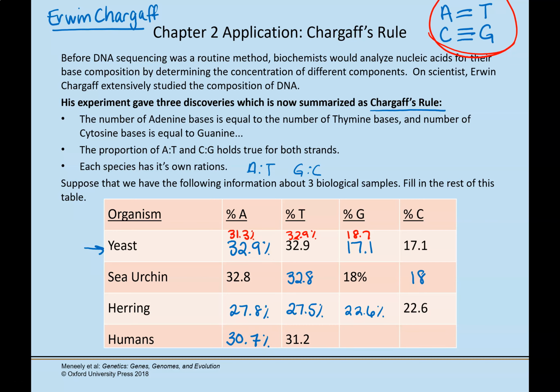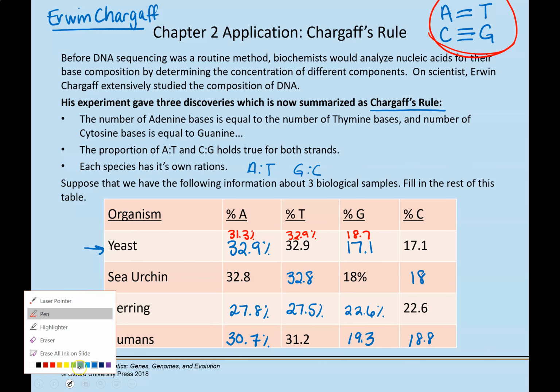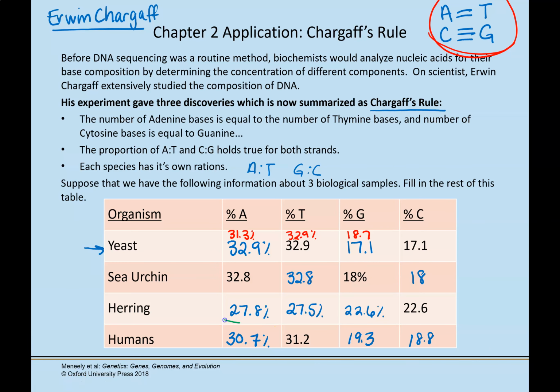And then same thing with guanine and cytosine. You could calculate that out, decide what's remaining. He actually measured 19.3 and 18.8 for his percentages of G and C. But overall, you can see that they are roughly equal. We have roughly equal percentages of adenine and thymine here, roughly equal percentages of cytosine and guanine. And these remain constant per species.